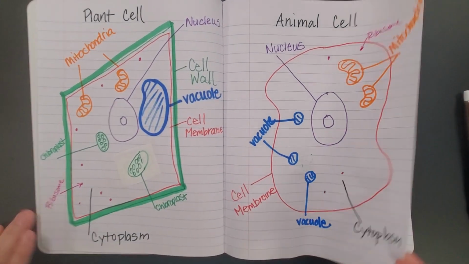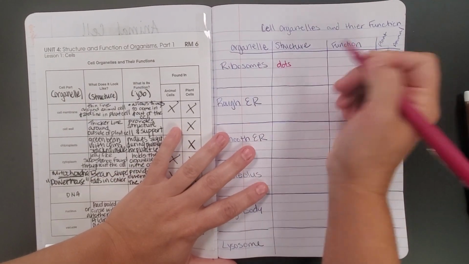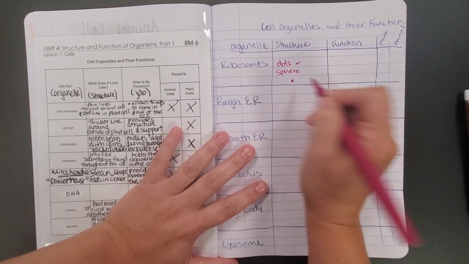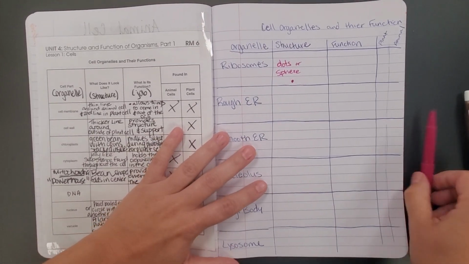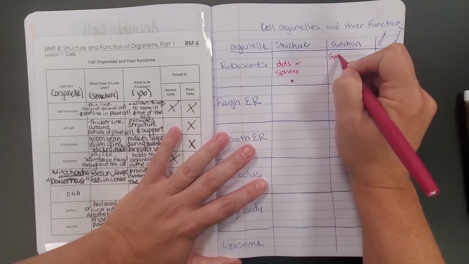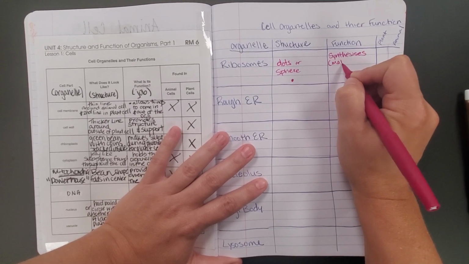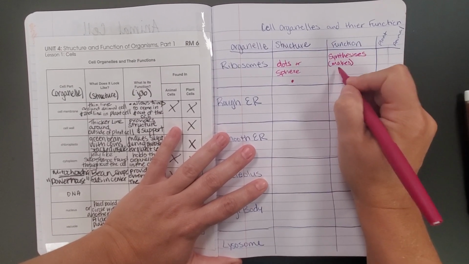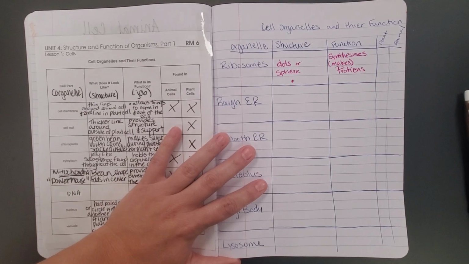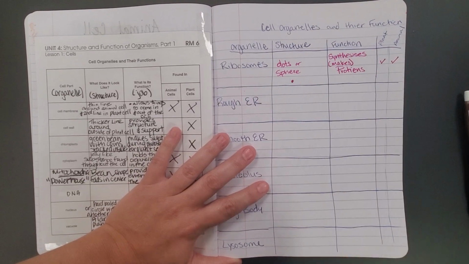Let's go back to our chart. What's the structure? It's a dot or sphere inside the cell. And its function is that it synthesizes, that's a big word. What does that mean? That means that it creates or makes, puts together proteins. And since ribosomes are so important, they're found in every type of cell. So they're found in plants and animals.